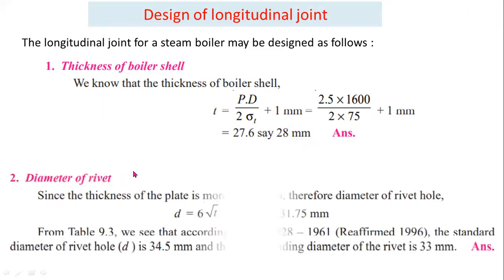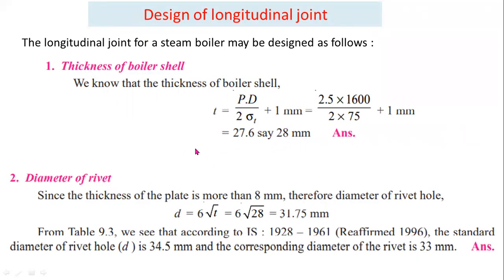In the second step, you have to determine a suitable diameter of the rivets. Here our thickness of the sheet is 28 mm, that is above 8 mm. When the thickness of the boiler shell is greater than 8 mm, you have to use this formula D equals 6.5 root t. From this formula, the diameter of the rivet equals 31.75 mm. This is our required diameter of the rivet, but you have to check this value with the standard table.